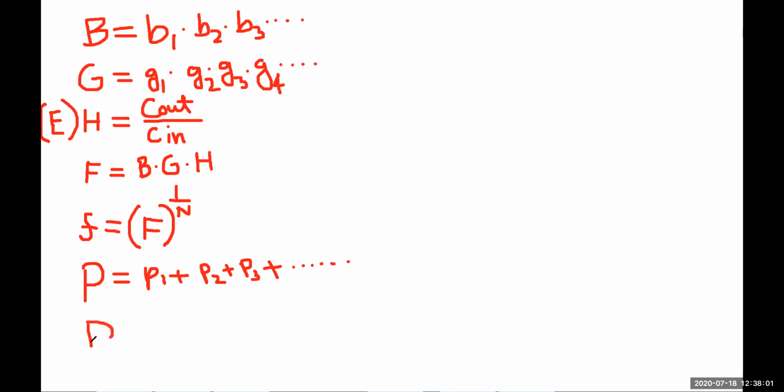Now you can find the path delay, D. This is the D, not P. You can find the path delay. Path delay will be N, small f, plus P. Oh, by the way, what is N? N is the number of stages. What is F? F you have already found out. What is P? P is the parasitic delay. D is the path delay.